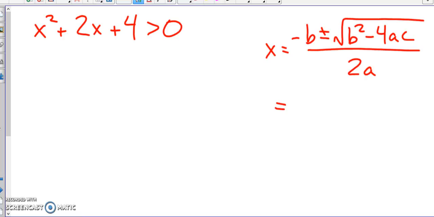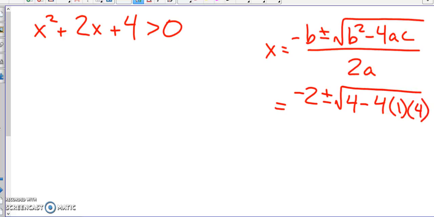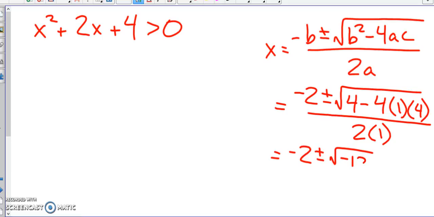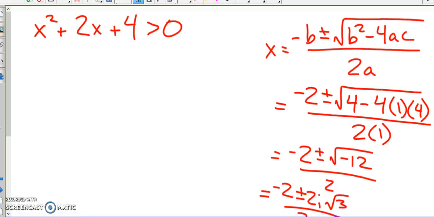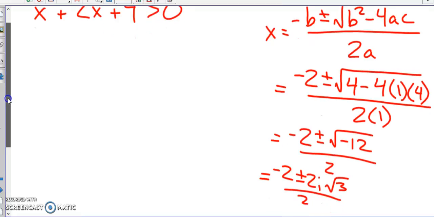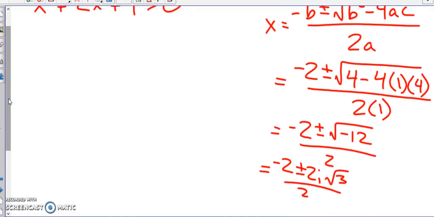So in this case, that would be negative 2 plus or minus the square root of 4 minus 4 times 1 times 4 over 2 times 1. That's negative 2 plus or minus the square root of negative 12 over 2, which is negative 2 plus or minus 2i square roots of 3 over 2. Now, technically speaking, I could simplify that, but the moral of the story is that's imaginary.